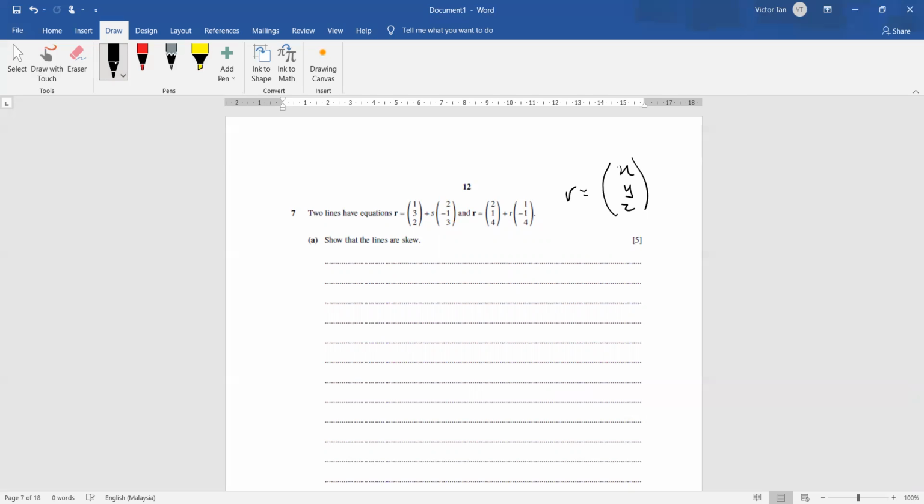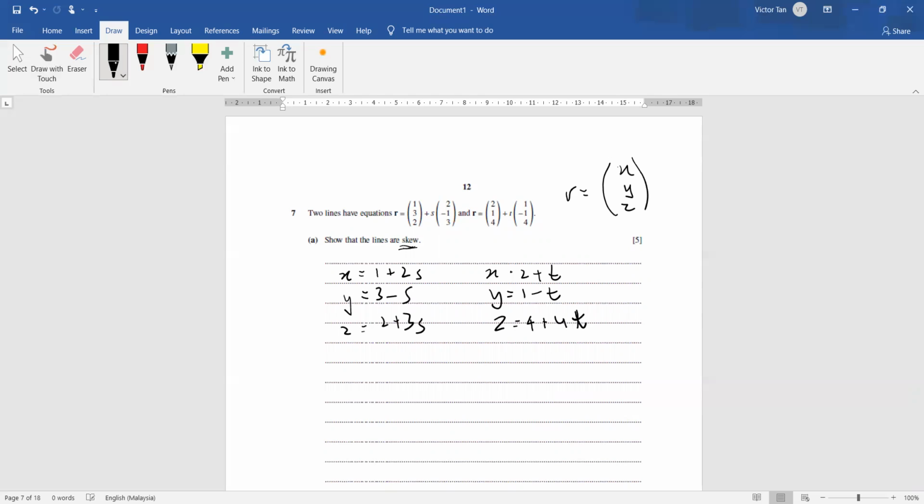When you want to show that the lines are skew, it means the lines do not intersect, so they do not have a common point. The first vector equation gives you x equals 1 plus 2s, y equals 3 minus s, z equals 2 plus 3s. The second vector equation gives you x equals 2 plus t, y equals 1 minus t, z equals 4 plus 4t.